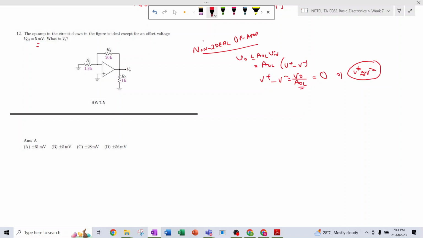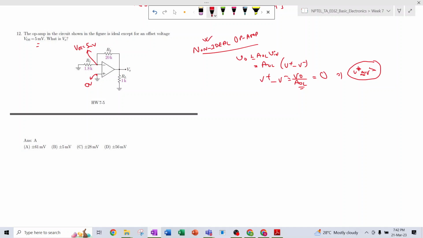So there are some non-idealities present. So V plus cannot be exactly equal to V minus. That means if any one of V plus or V minus is ground, that is 0 volt, the other has a certain small amount of value. This value is known as the offset voltage. Here it is given that VOS equals 5 millivolt. That is, the offset voltage is nothing but 5 millivolt.